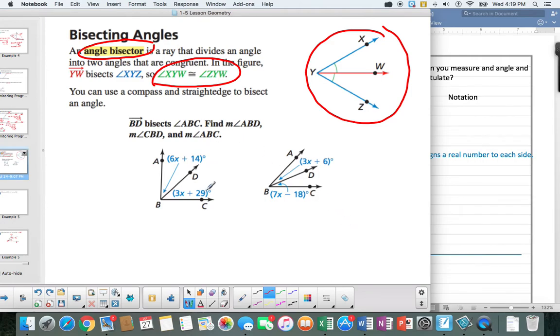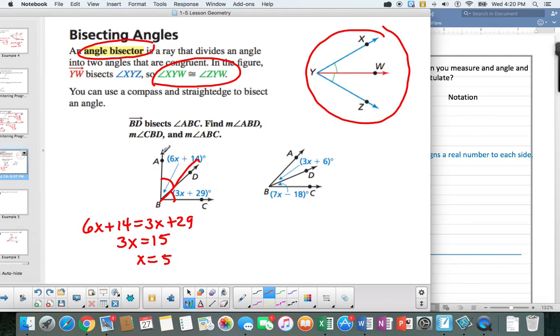So here's an example right here. BD is cutting this angle into two congruent angles. So this angle and this angle are going to be congruent. Notice how I use one tick mark or one arc mark to indicate this is the same size as this. So I'm going to set them equal to each other, and I get 3x is equal to 15. So x is equal to 5.